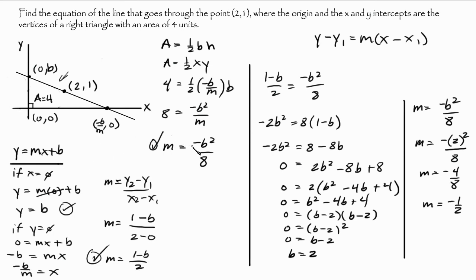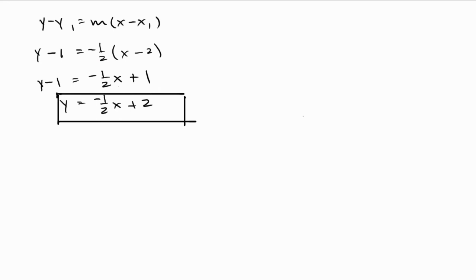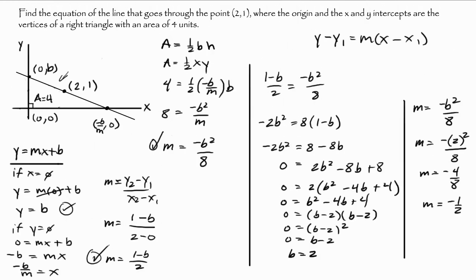Then we noticed that for this equation, 8 equal negative b squared over m, we were able to isolate the m, and it also involved the b. That means when we made them equal to each other, it was possible to do this equation, because we ended up getting a nice little quadratic equation, which gave us a 2. We were able to plug that back into m equal negative b squared over 8, and that gave us our slope m equal negative 1/2, which made it possible to get this final equation here. You can go ahead for fun and figure out the area just to prove that the area is equal to 4. I'm not going to do it now.